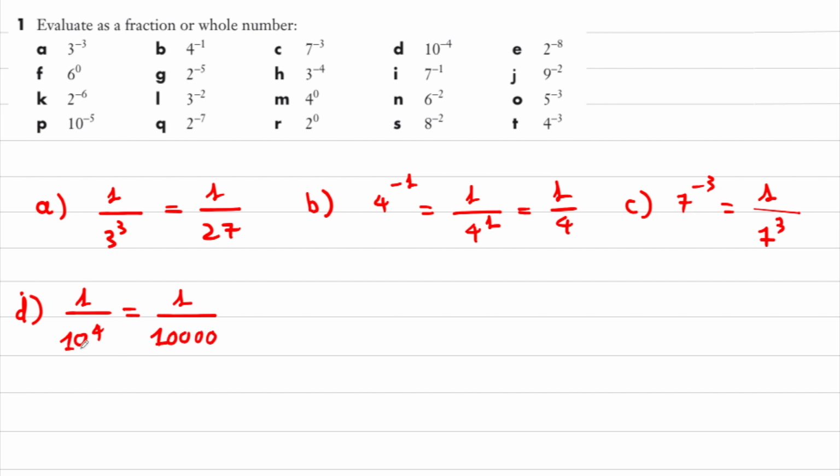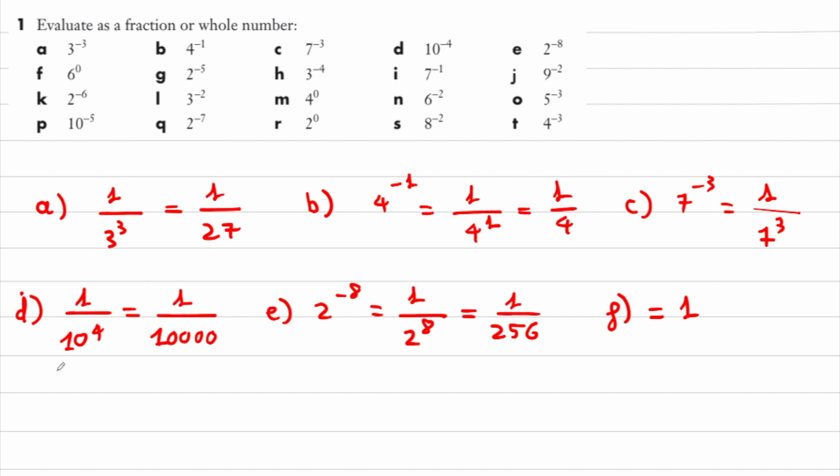The next one, E, you got 2 to the power of minus 8, so 1 over 2 to the power of 8 like this. And then 1 divided by 2 to the power of 8, you got 1 over 256. Question F, 0 power. This is equal to 1 because any number with power 0 is equal to 1.